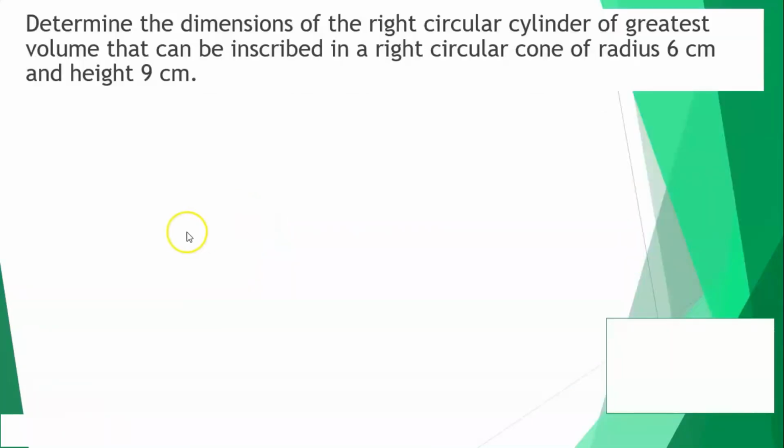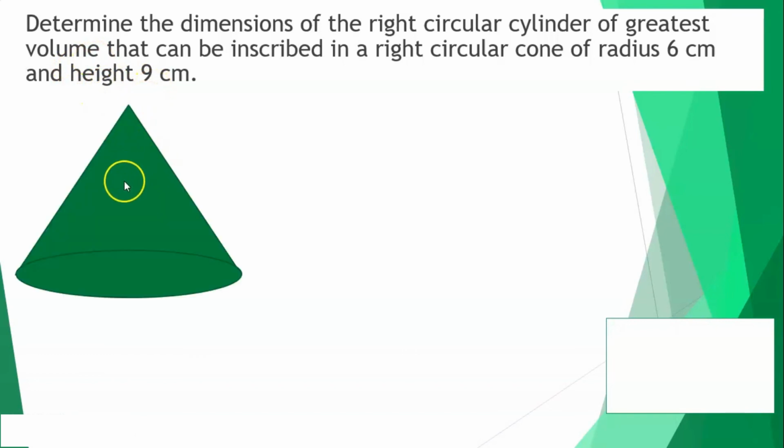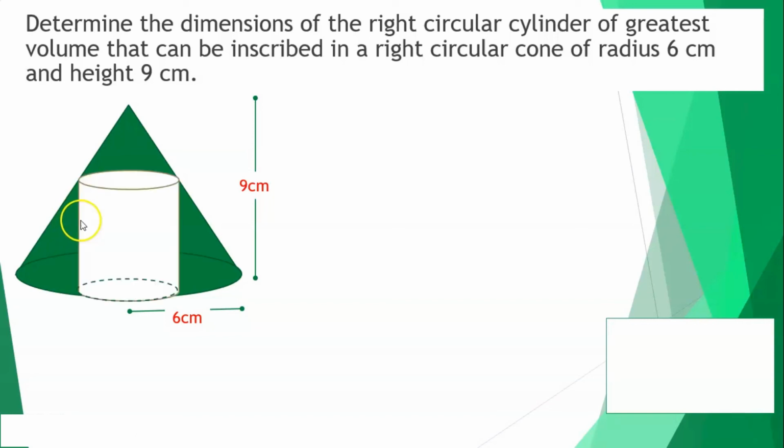Okay, another. Determine the dimensions of the right circular cylinder of greatest volume that can be inscribed in a right circular cone of radius 6 centimeters and height of 9 centimeters. Now take note, this is our right circular cone, and the radius is 6 cm and the height is 9 centimeters. Now we need to inscribe a right circular cylinder, with radius r and height also unknown.